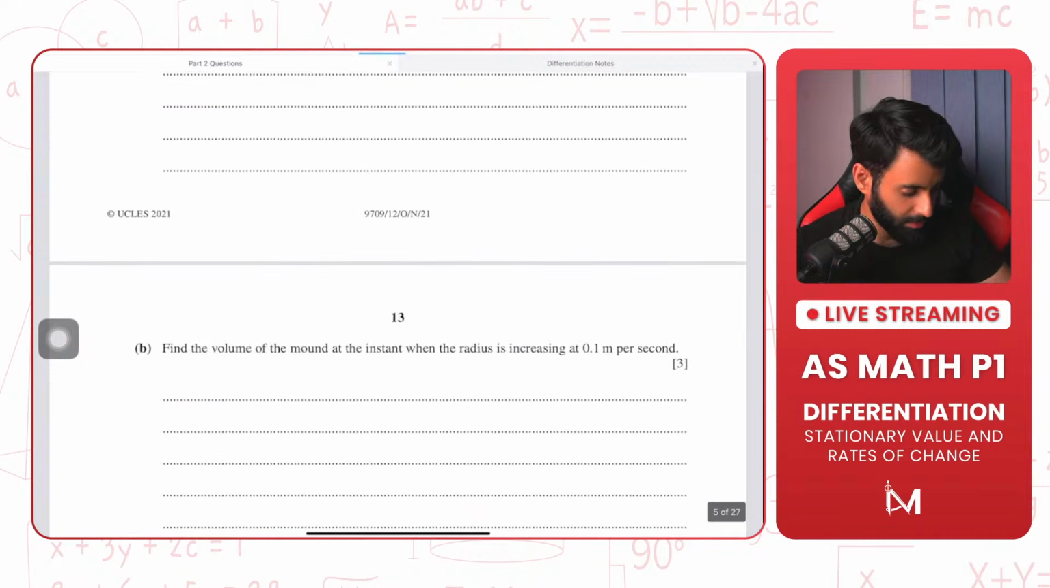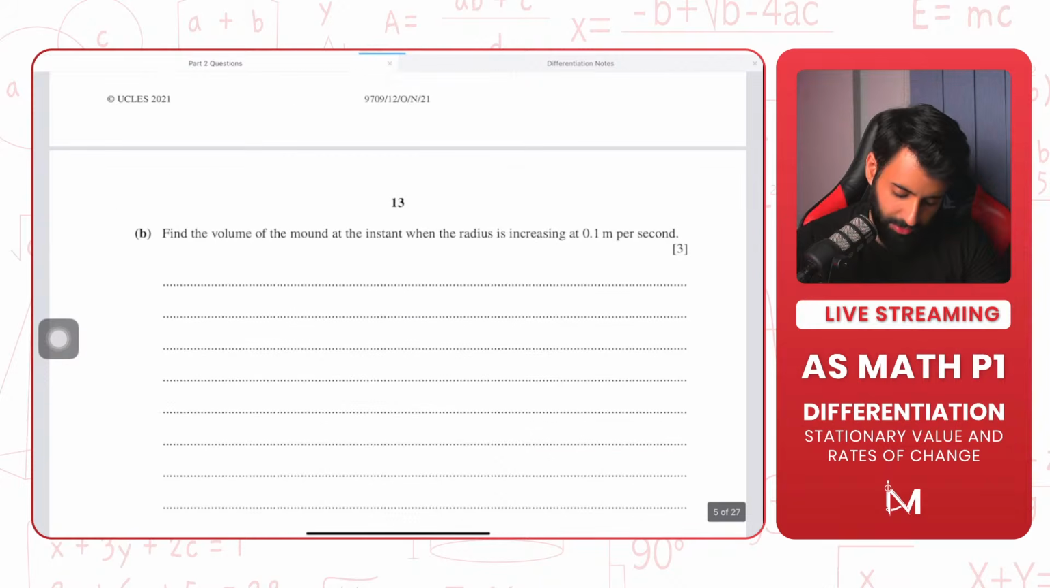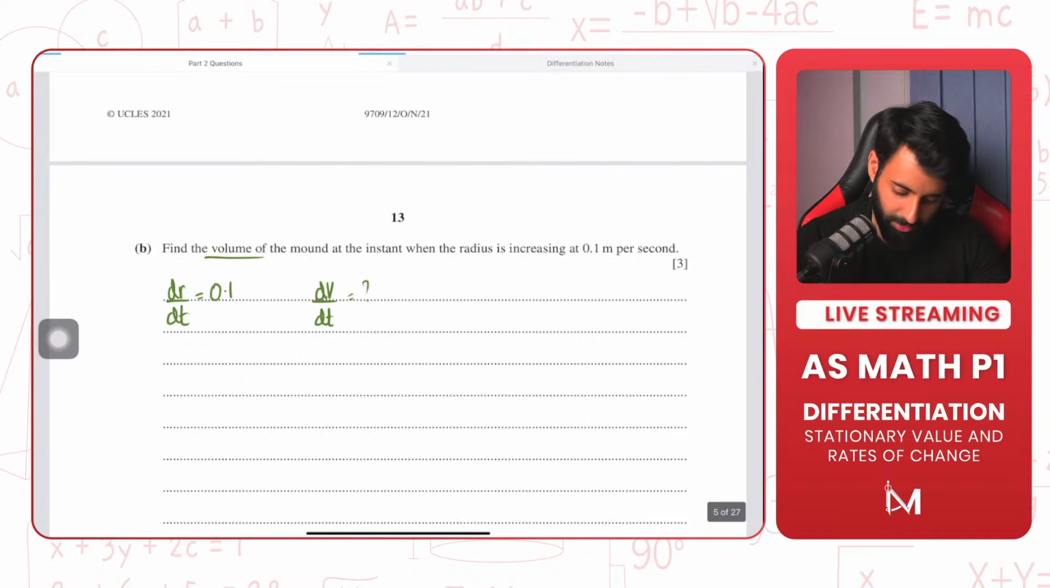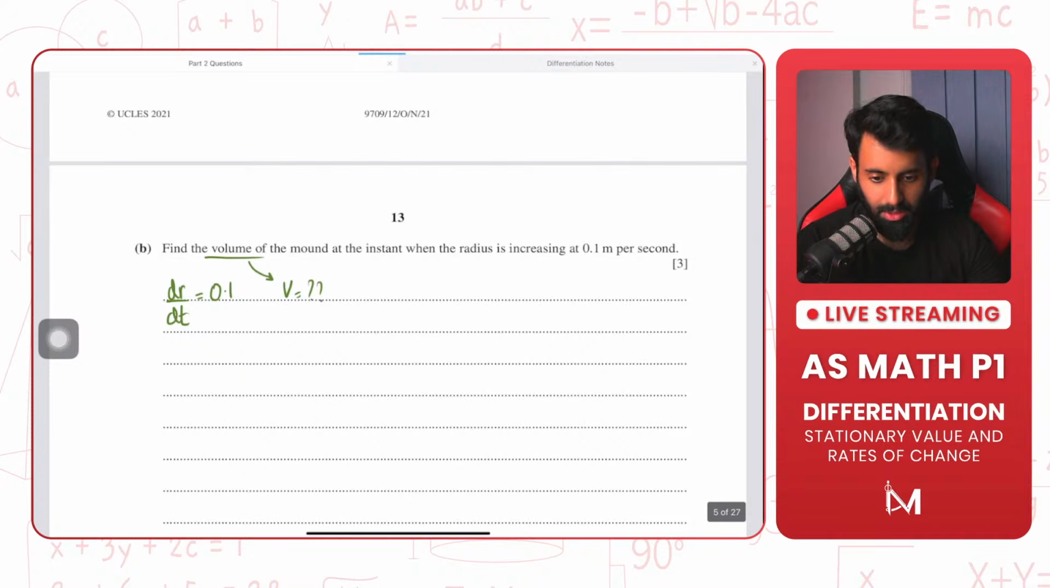Okay, there is a follow-up part to it as well. Let's see what that is. The follow-up part is find the volume of the mound at the instant when the radius is increasing at a rate of 0.1 meter per second. So that means now we're given dr upon dt, which is 0.1 meter. And what do we need to find out? We need to find out dv upon dt, because that's what the question says. Find the volume. In fact, wait a minute. The question is asking us to actually find out the volume. So we need to find out the volume. Okay. Now, how are we going to do this? Let's see.